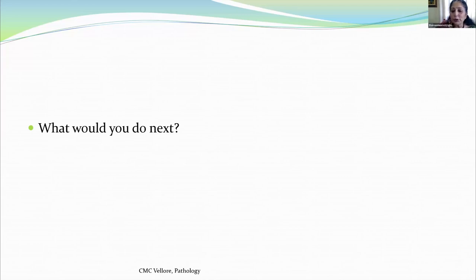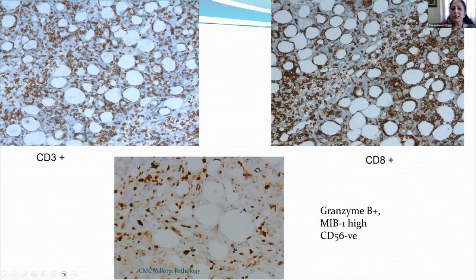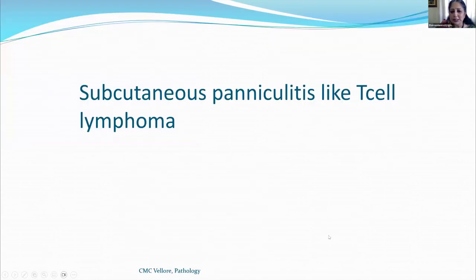So next thing, what would you do? When you have atypical lymphoid cells, what's the next thing you'll do? You'll ask for immunohistochemistry. When you ask for immunohistochemistry, what we found is this patient was CD3 positive, CD8 positive cells lining the fat spaces with a high MIB1, and negative for CD56. So we called it SPTCL.